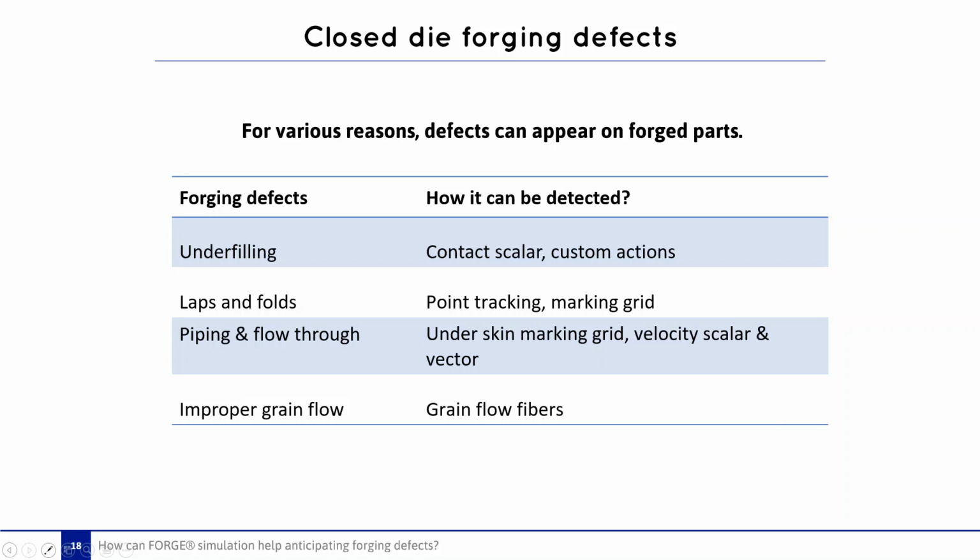To identify folds, a point tracking feature is developed. It is also possible to use the marking grid. To identify piping or flow-through defects, you can use an underskin marking grid or analyze the velocity vector. The grain flow fibers allow the detection and avoidance of improper grain flow.